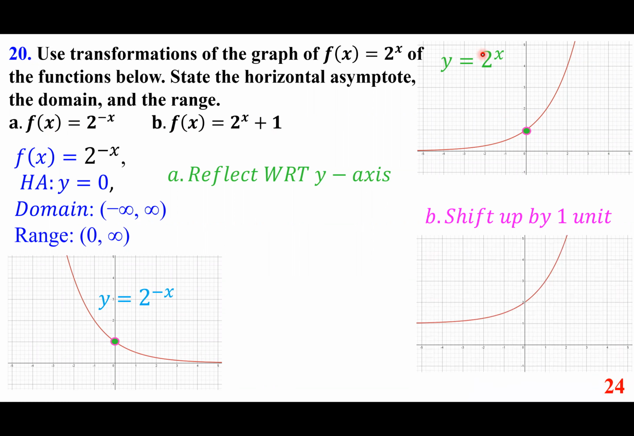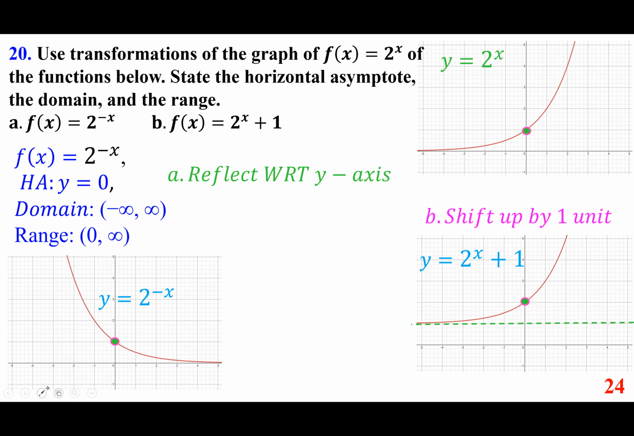So what happens is that this is the function of interest. This is the asymptote, which was the x-axis. Now it's the line y equals 1. This is the horizontal asymptote. And this had coordinates (0, 1). Now it has been shifted to (0, 2).